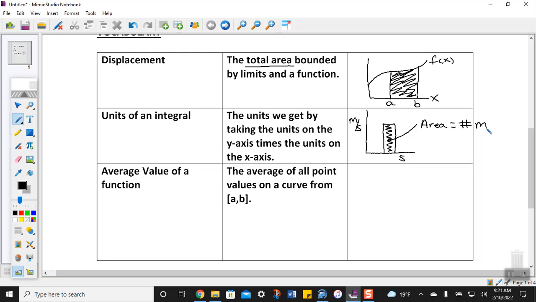Okay. And here's the biggie, kids. The average value of a function. So the average of all point values on a curve from A to B. So here's the deal. Again, if we were talking about money in this room, we would add all the money up, right? And then divide by how many people there are here, right? Or if I want to know the average height of a person in this room, we would take all the heights, add them up, and divide by how many people there are, right?